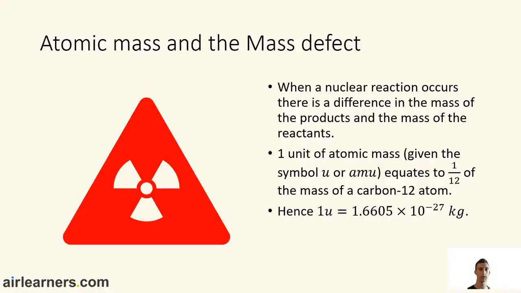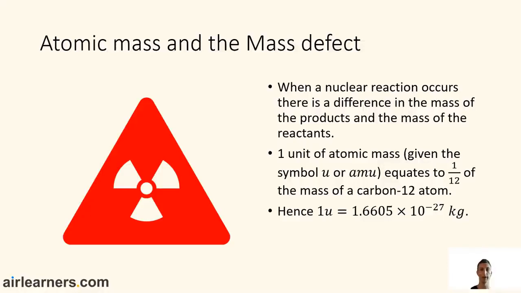So the atomic mass and mass defect. These are important concepts when it comes to fusion reactions, and we'll have a look at that a little bit later on. But pretty much when a nuclear reaction occurs, there's a difference between the mass of the products and the mass of the reactants.